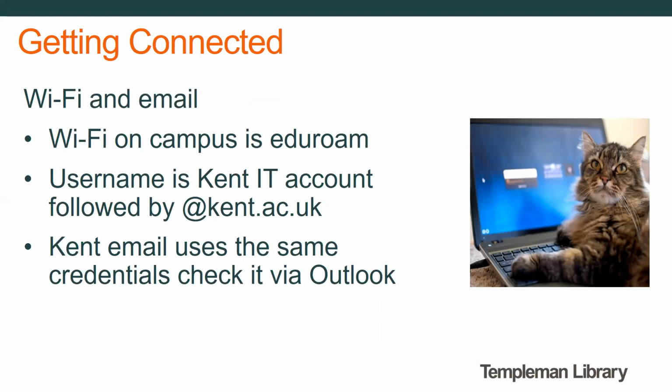Getting connected. If you're on campus, the university Wi-Fi service is called EduRoam. Don't use Wi-Fi Guest or GovRoam. It's available almost everywhere on campus, both in the buildings and outside. You need to use your Kent IT account username followed by @kent.ac.uk. So for example, abc12@kent.ac.uk. Your Kent email uses the same credentials and you can access it via Outlook.